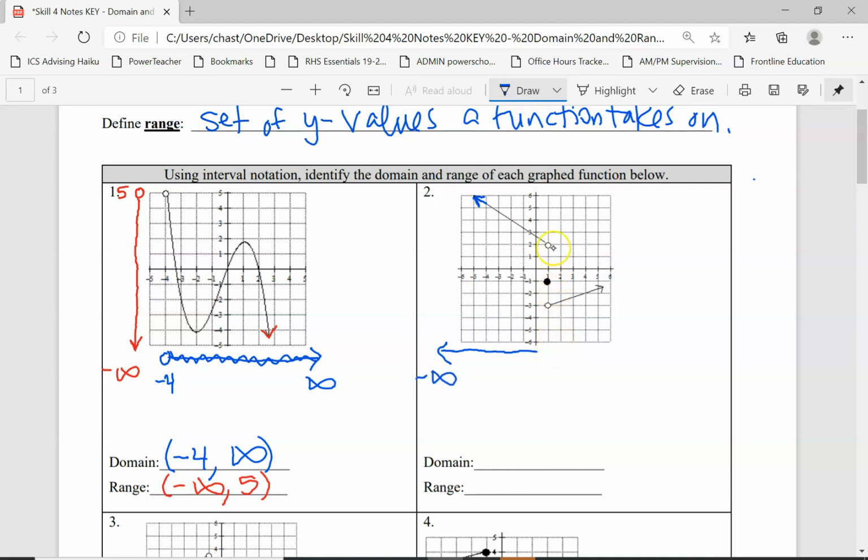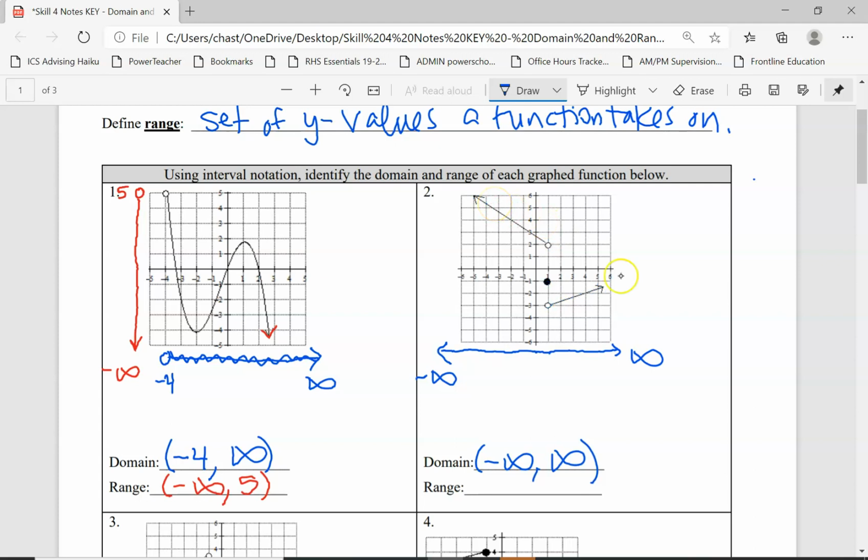Things get really weird at the x value of 1. I have an open circle, another open circle, but I do have a filled in dot. So we are allowed to include 1 in our domain because there is a piece of the function defined there. And then this bottom graph goes forever to the right. So the domain, well, there's really no value of x that won't be anywhere on this graph. So we're going to say the domain is negative infinity to infinity, meaning all real numbers will be a part of our domain here.